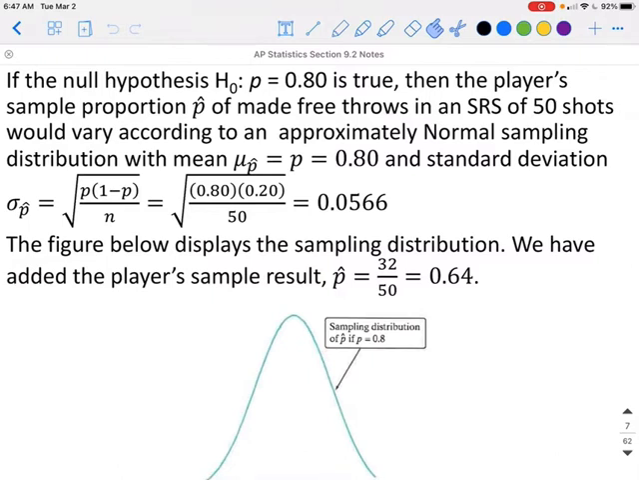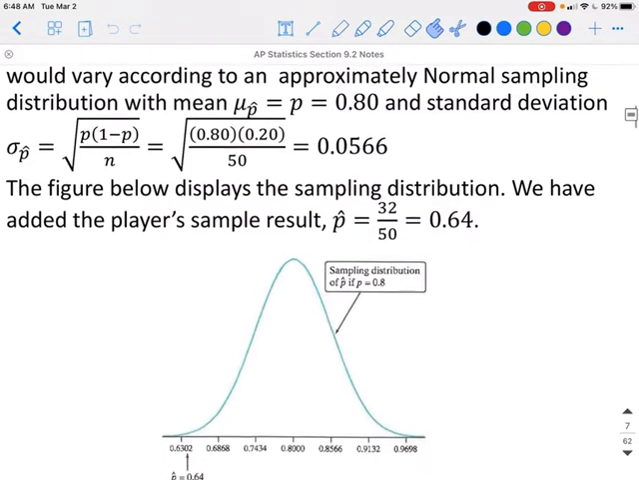If the null hypothesis is true, then the player's sample proportion p hat of made free throws in the simple random sample of 50 shots would vary according to an approximately normal sampling distribution with a mean of 80%. To find our standard deviation, we would still do the same thing we've been doing for the last couple of chapters. We're going to do the square root of our probability of success times our probability of failure all over the sample size, which for our sampling distribution in this case would be 0.0566.